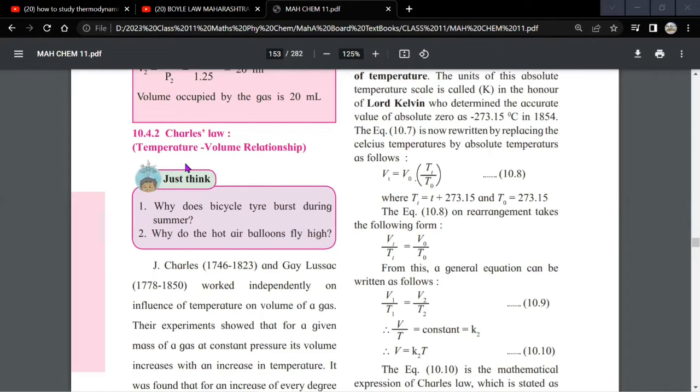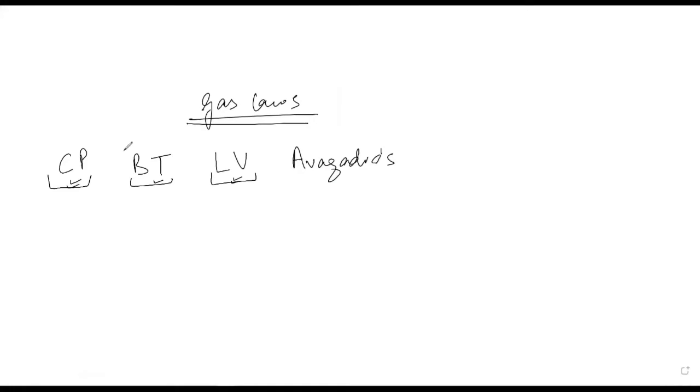So, Avantika, Charles law. Now, in Charles law, what we need to remember is that it's a relation between the temperature and volume. So, what will remain constant is pressure. Are we clear about this?